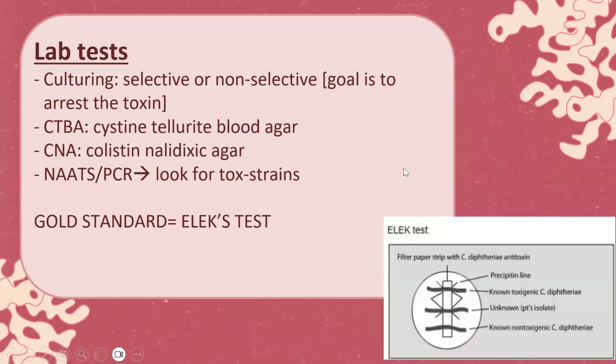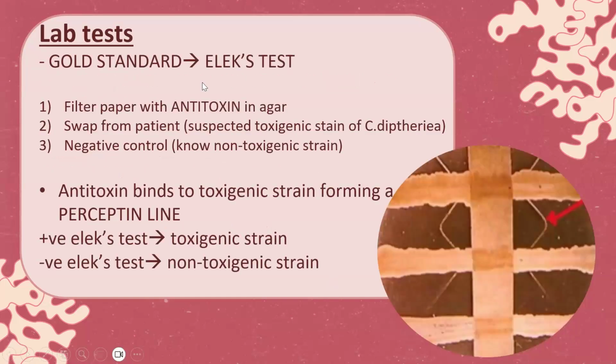Okay, the lab test, which is very important for Corynebacterium diphtheriae, is the Elek test. We can also do PCR and NATs. We can do culturing, and there are some cultures that we can use, but I'm going to go through that later. For OSPE's sake, it's the Elek test, and the Elek test is the gold standard for C. diphtheriae.